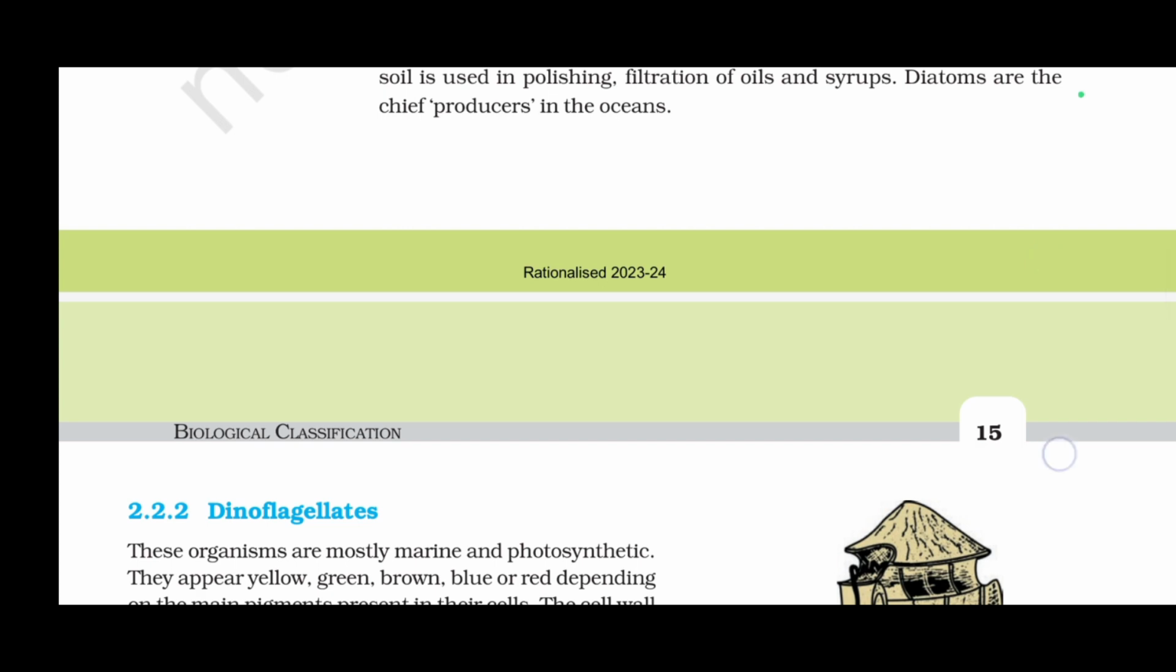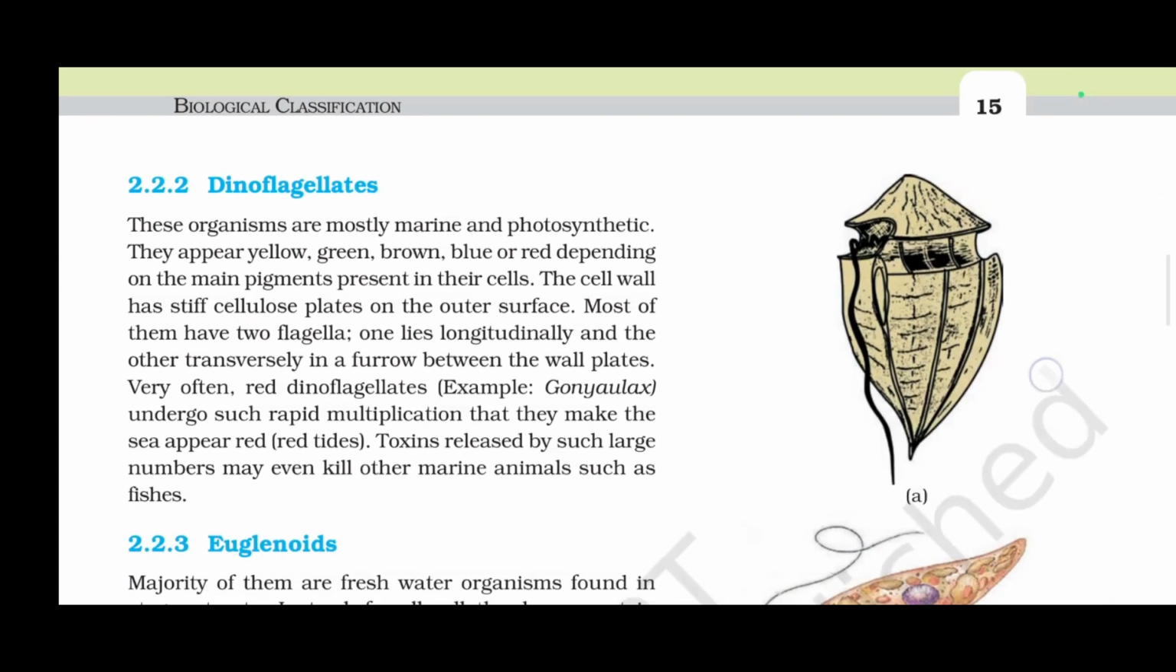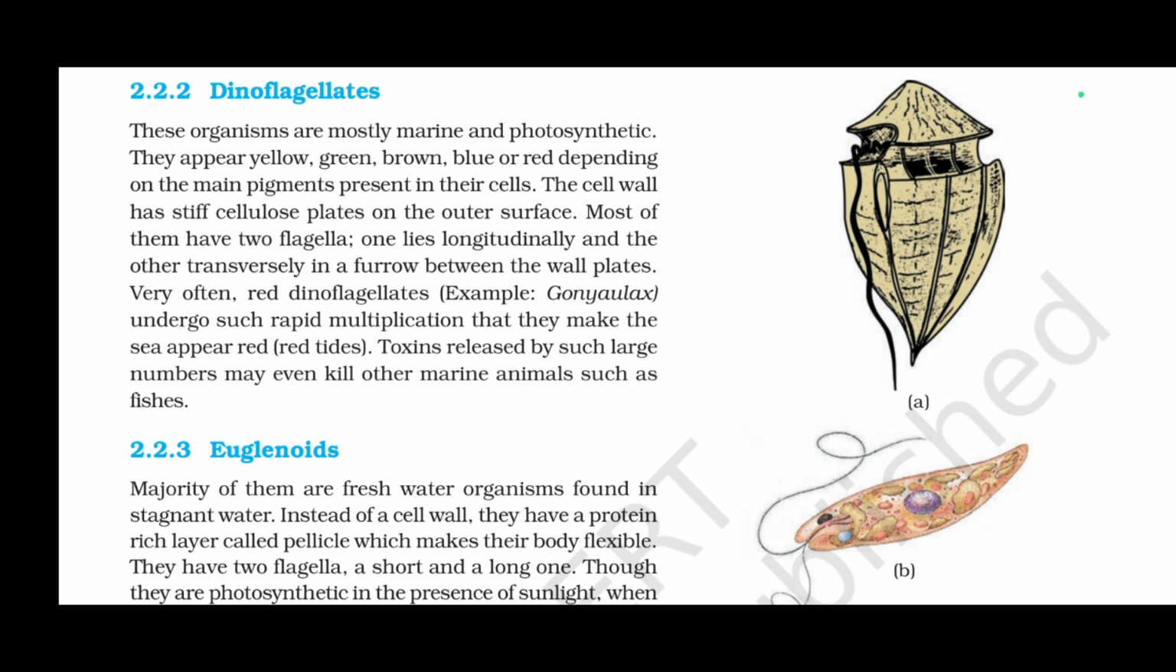Now, dinoflagellates. These organisms are mostly marine and photosynthetic. They appear yellow, green, brown, blue, or red depending on the main pigment present in their cells. The cell wall has stiff cellulose plates on the outer surface. Most of them have two flagella. One lies longitudinally and the other transversely in a furrow between the wall plates. Very often, red dinoflagellates, for example Gonyaulax, undergo such rapid multiplication that they make the sea appear red, known as red tides. Toxins released by such large numbers may even kill other marine animals such as fishes.